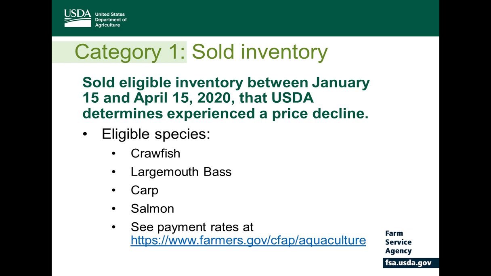So when we talk about category one, what is eligible for category one? This is sold inventory that suffered a price decline. It's sold eligible inventory between January 15th and April 15th that experienced a price decline. And what we have eligible species for that is the crayfish, largemouth bass, carp, and salmon. And to see what those payment rates are, please visit farmers.gov and so you can see exactly what those rates are for those commodities.